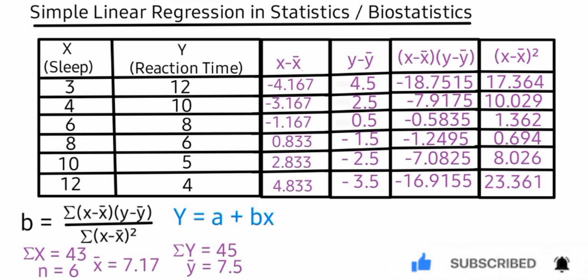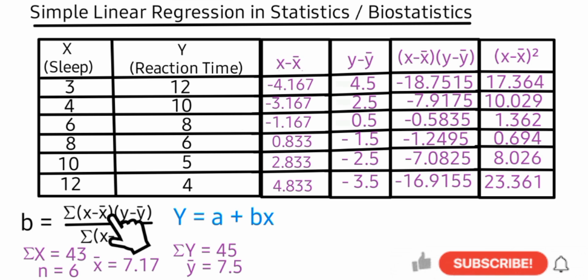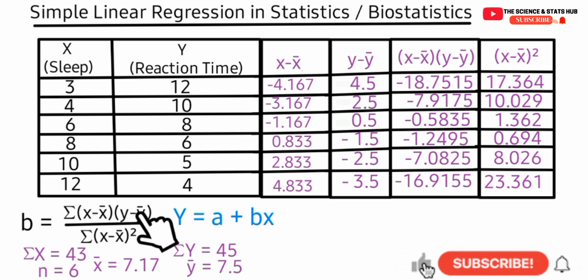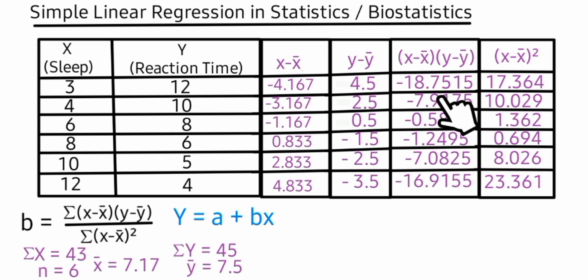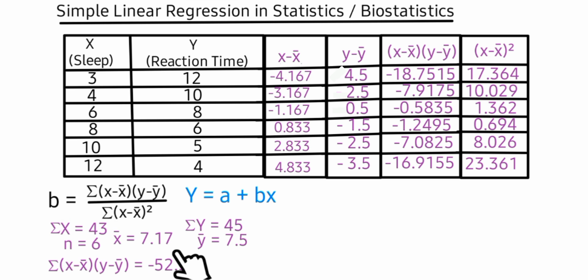Now looking at our formula, we could see summation x minus x mean multiplied by y minus y mean. The summation here simply entails addition, so we are expected to add up these values, negative 18.7515 plus this value plus this plus this plus this plus this, minus 52.5.